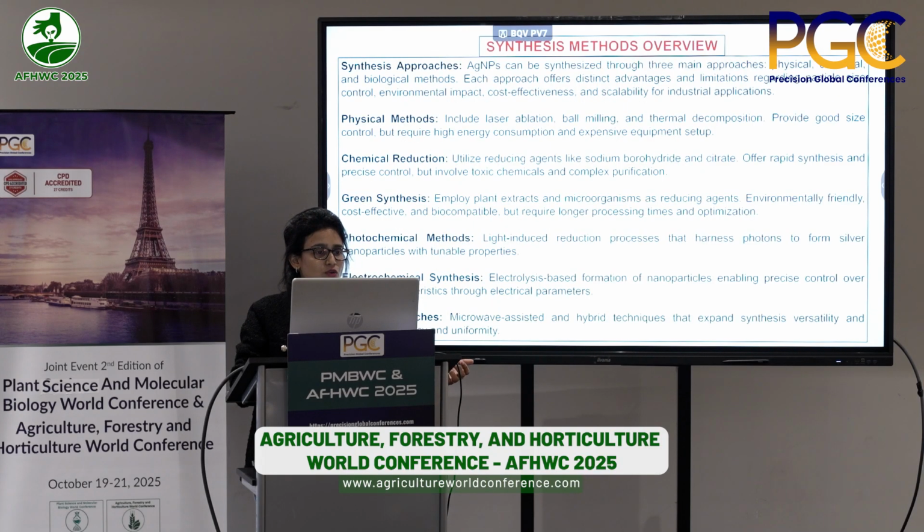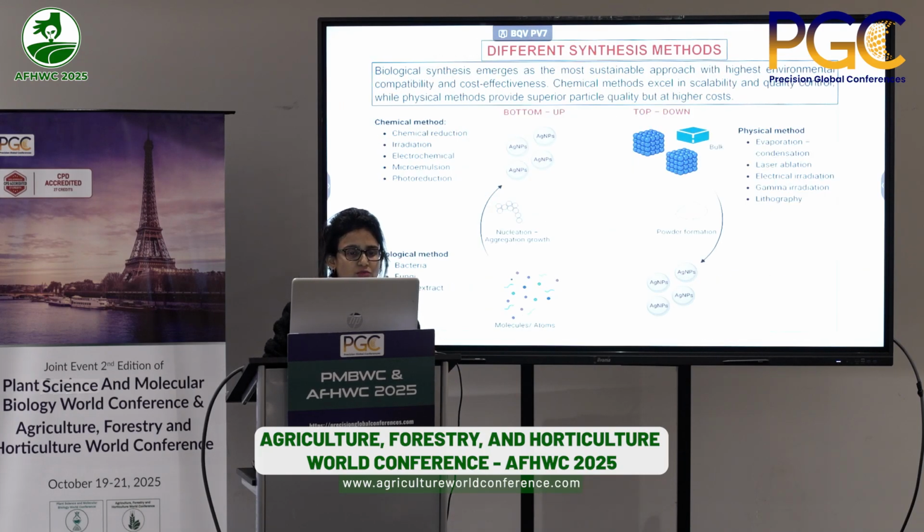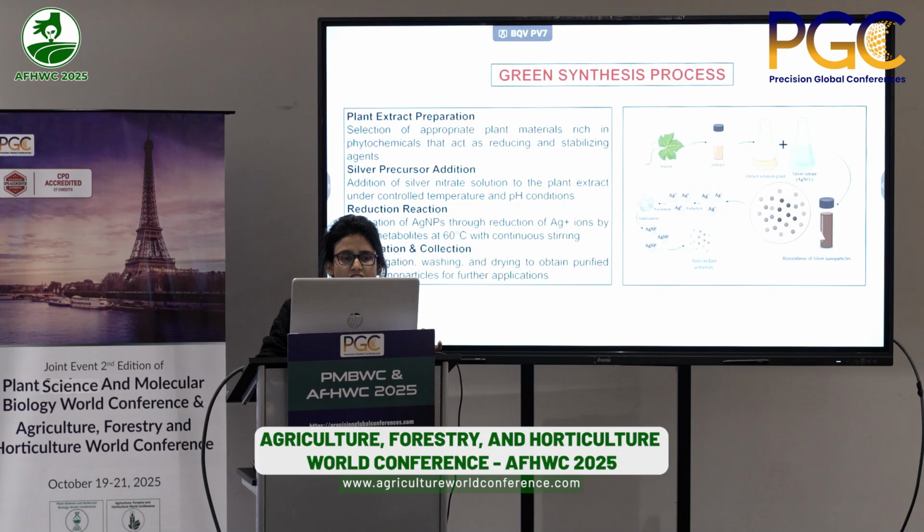So the synthesis methods overview, mainly it can be categorized under 2 parts, the top-down approach and the bottom-up process. Here we can show the pictorial description. In the top-down process, we start with the bulk moiety and then we get the silver nanoparticle. In the bottom-up approach, the molecules and atoms undergo nucleation or aggregation and then we get the nanoparticle. All of the processes we will be mentioning come under these two processes, the physical method, chemical method and the biological method.